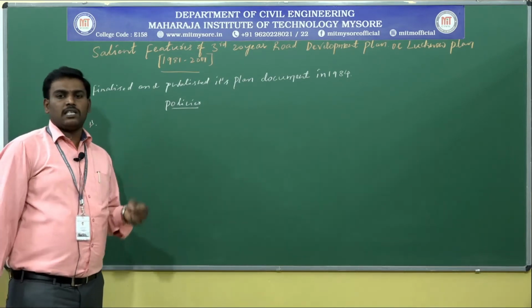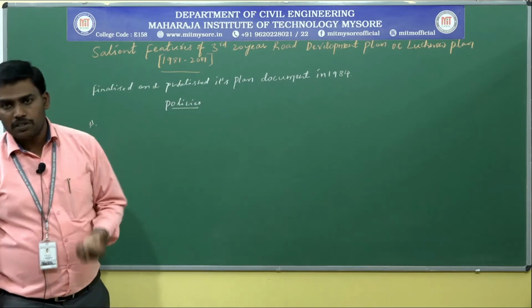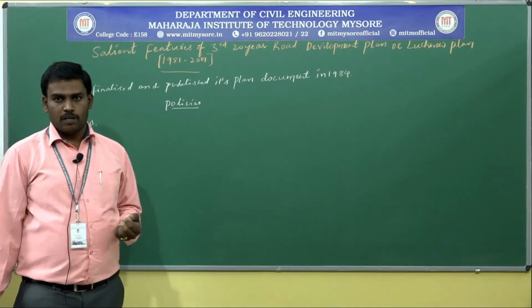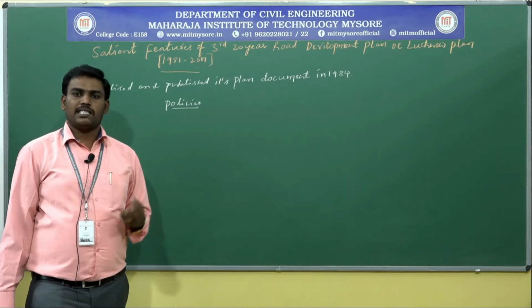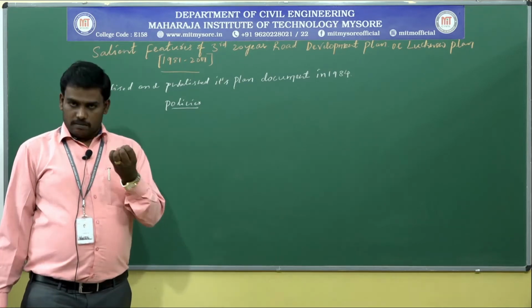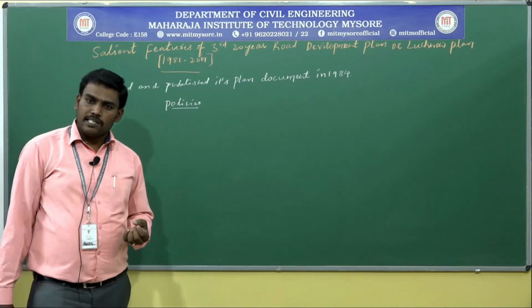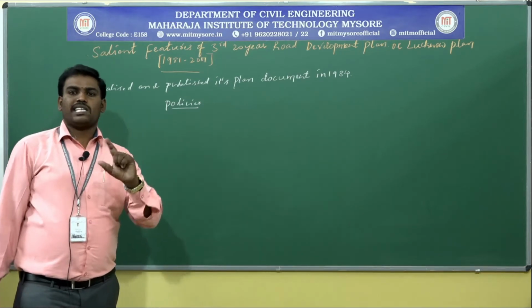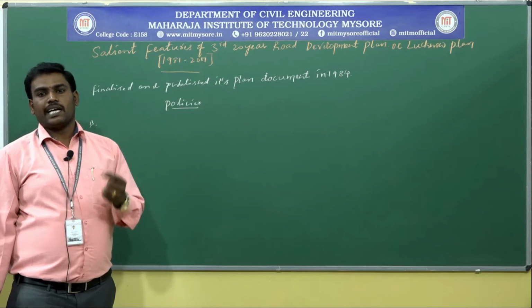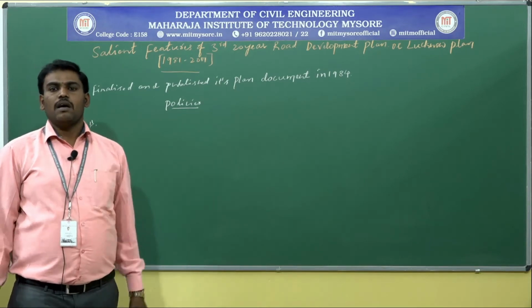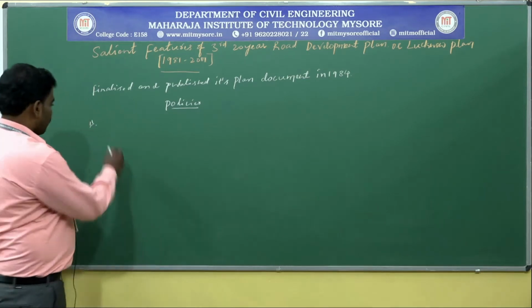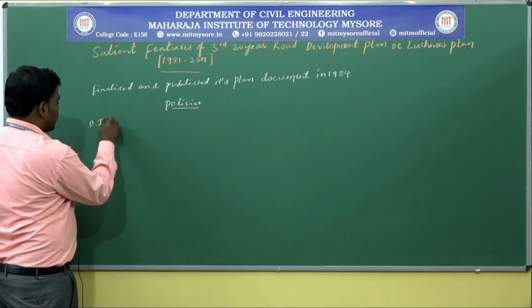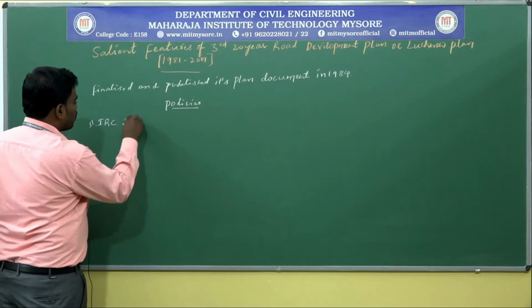And for this there is one more category added, that is expressways. Totally there are about 6 categories of roads: expressways, national highways, state highways, major district roads, other district roads and village roads, and those 6 categories of roads are categorized into 3 systems: primary, secondary and tertiary road system.